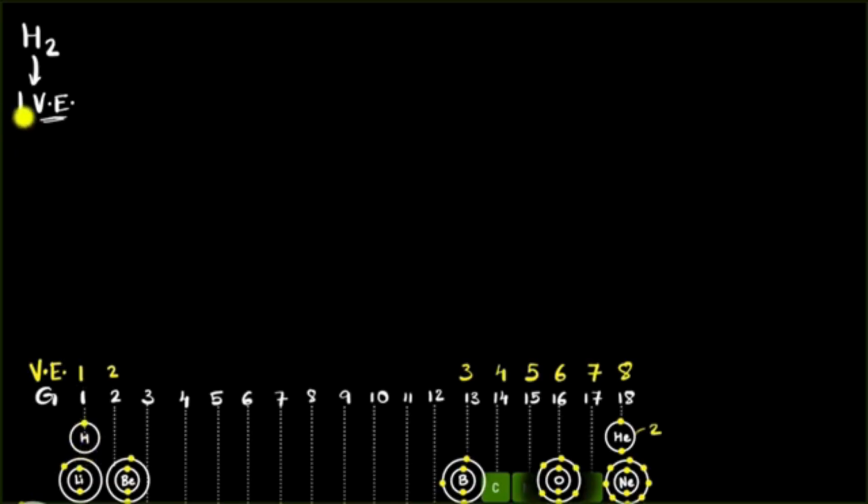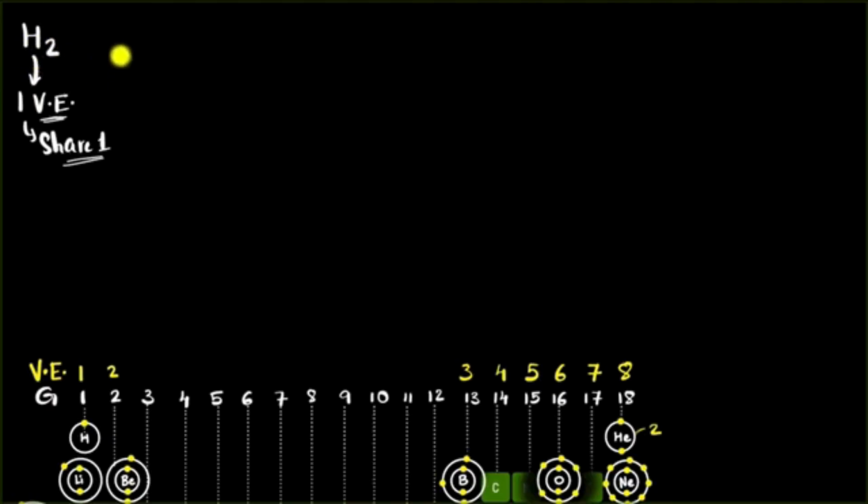Now that means it needs 1 more electron. And here's the thing, if it needs 1 more electron, it's going to say, hey, I'm going to share 1 electron. If you need 1, you share 1, okay? So hydrogen says, hey, I'm willing to share my 1 valence electron. And if somebody else is willing to share their 1 valence electron, it's going to form a nice bond with them, okay? That's why it forms a bond with itself.